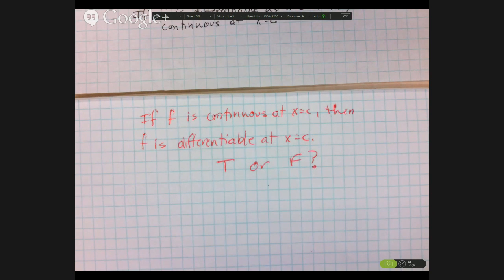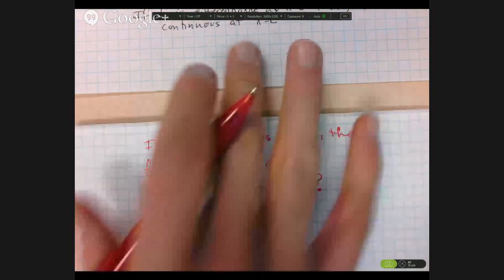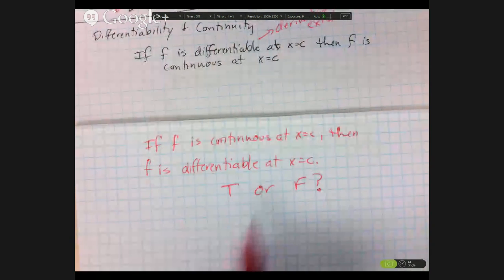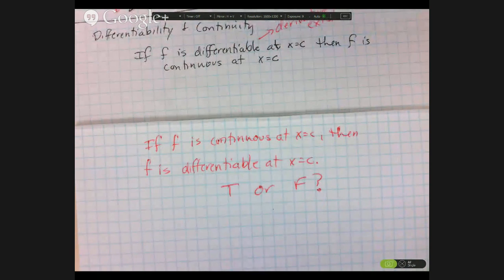Okay, those of you that say true, why? And those of you that say false, come up with a counterexample. If it's differentiable, then there has to be a point there, so it has to be continuous. Yes, that's what the first one says, Corey. But this one is not saying that. This says if there's a point there, it has a derivative. Can you think of a counterexample?